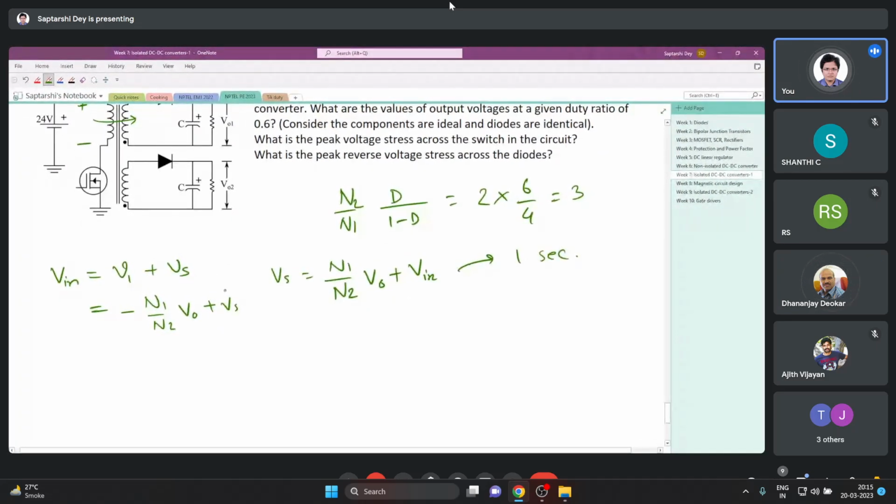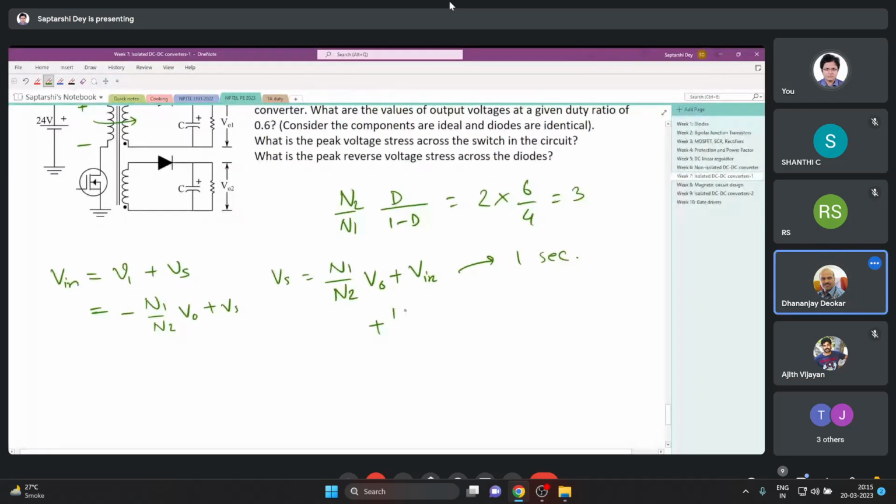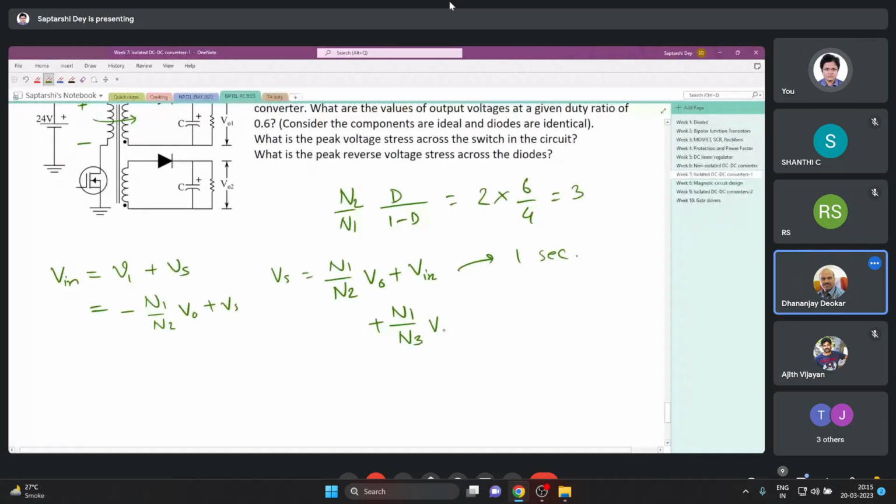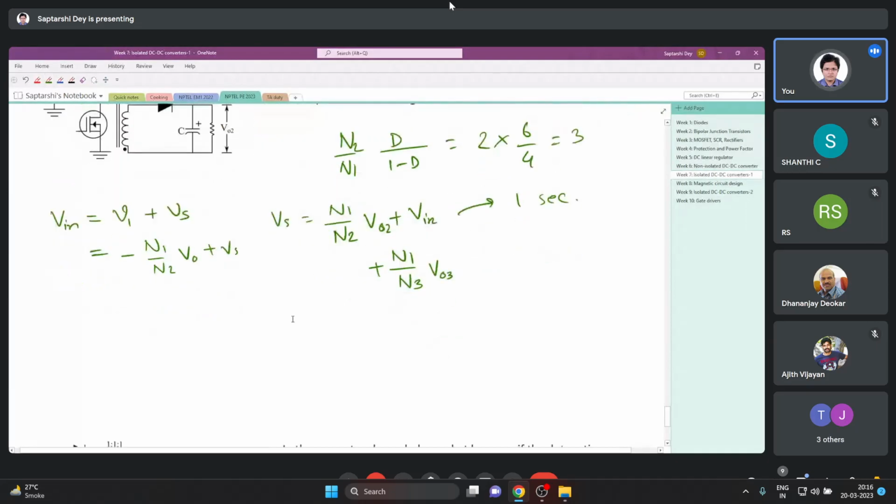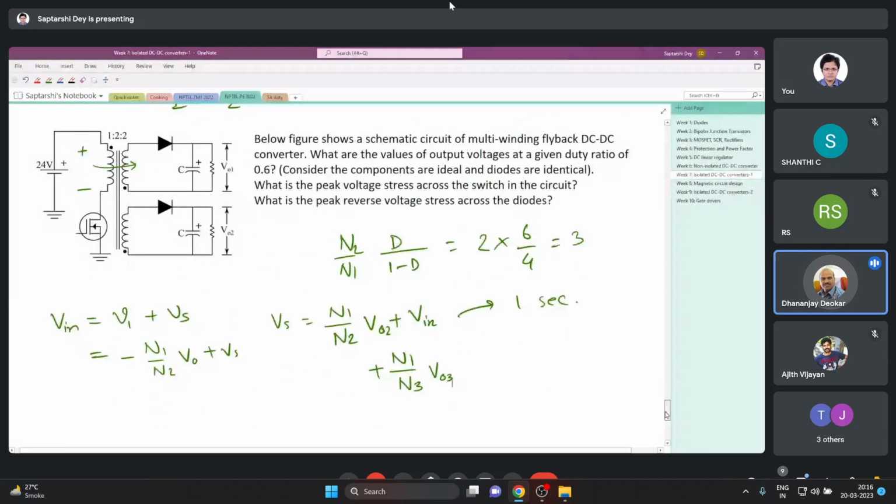But now we have two secondaries. One more thing will come, that is n1 by n3 VO. Let us say it is VO2, it is VO3. Do you remember this discussion we just had? So we have to add that much if the secondaries are more and more. Yes, the stresses will become more and more.